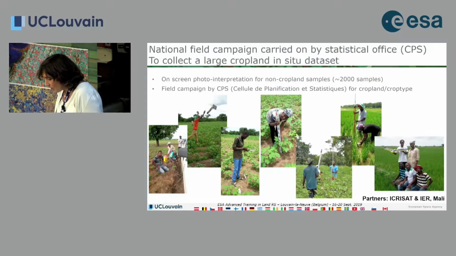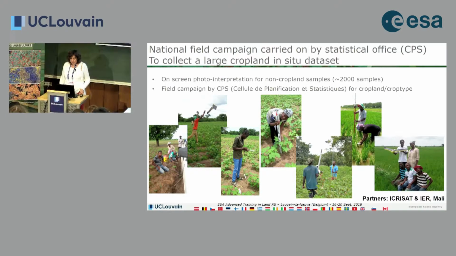The second example is in Mali. There we have been working with ICRISAT and IER, Institut d'Économie Rurale in Mali. I think we have some partners here. We relied on the CPS, the Cellule de Planification et de Statistiques, who organize national surveys for their activities, and we relied on this survey to get the data for the demonstration.